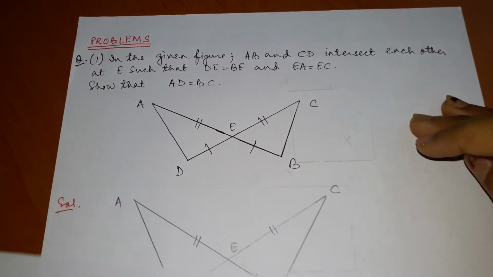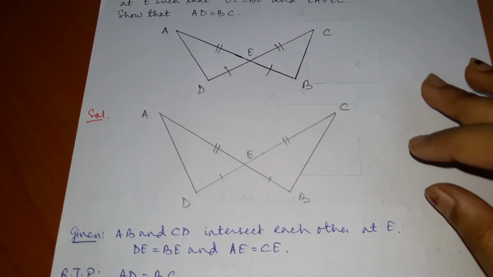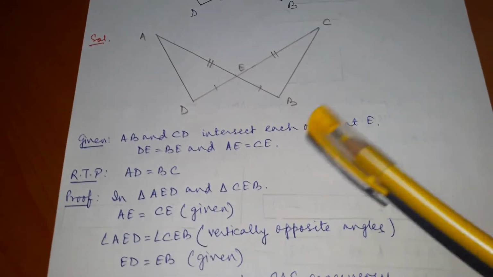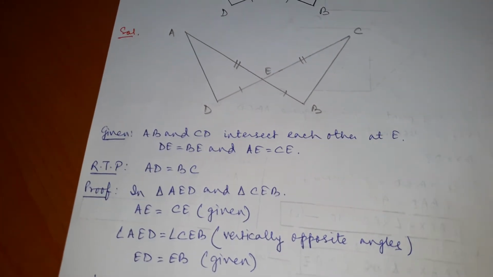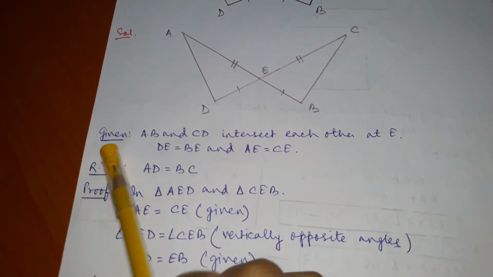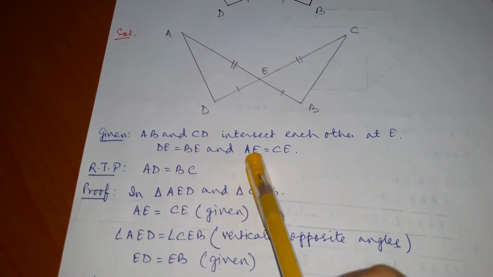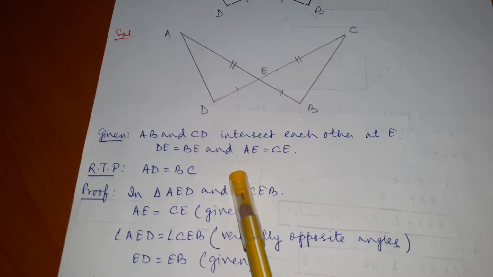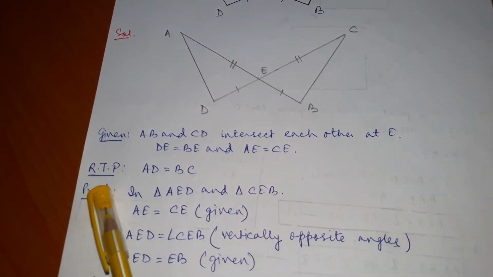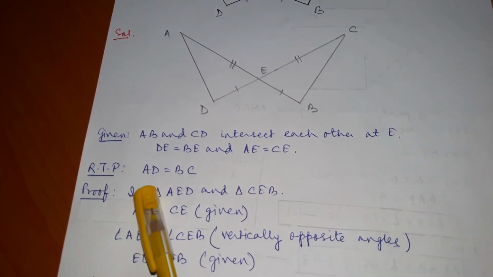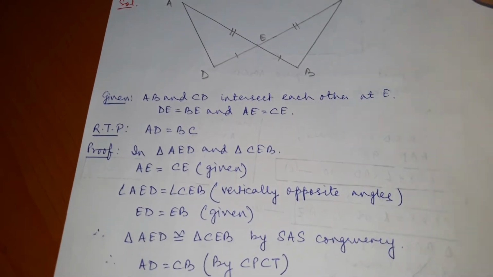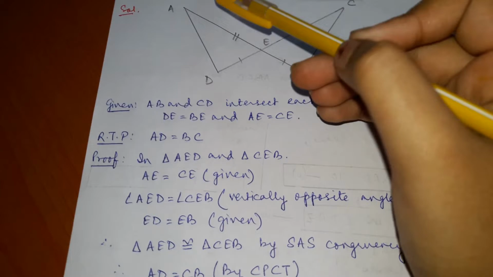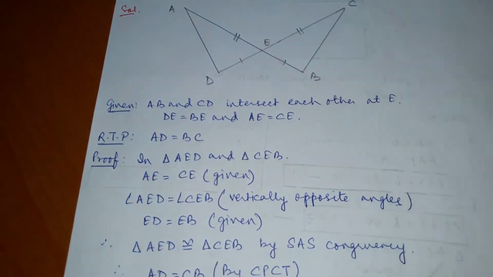So let's come to the solution. First of all, we need to draw the given figure. We have drawn it. So you have to follow the format of a proof. First comes given. AB and CD intersect each other at E, DE equals BE and AE equals CE. RTP, required to prove, that is AD equals BC, and our proof. Now comes our proof. In triangle, so we need to prove these two triangles to be congruent.